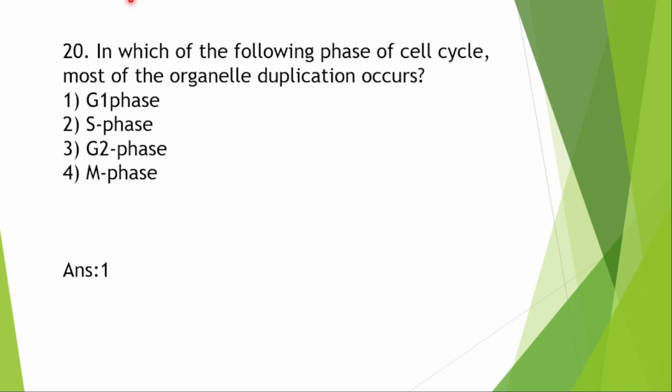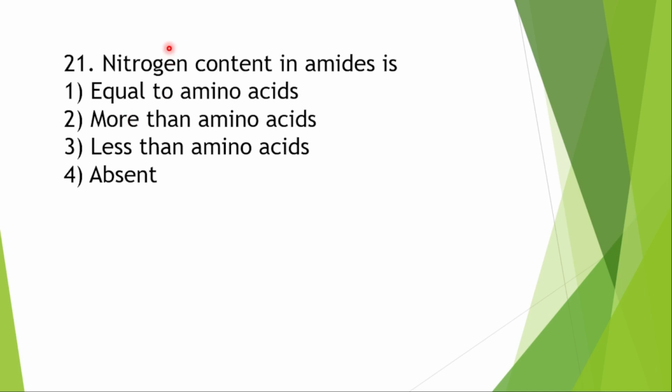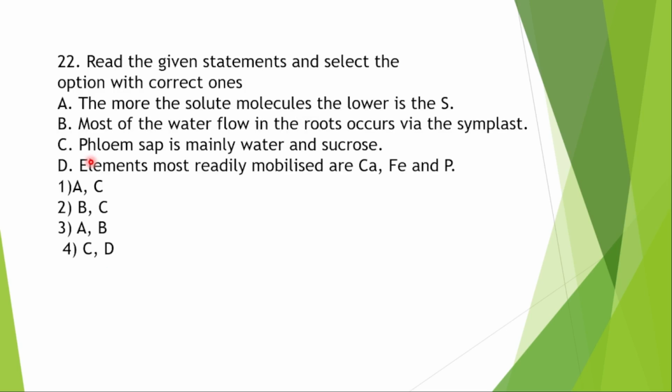Next, 20th one. In which of the following phases of the cell cycle does most of the organelle duplication occur? That is in the G1 phase. 21. Nitrogen content in amides is equal to amino acids, more than amino acids, less than amino acids, or absent. Here the right option is 2, that is more than amino acids.